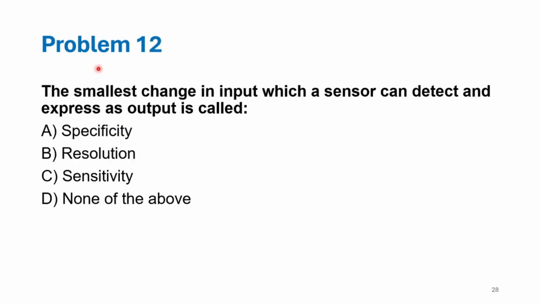Next, we'll move on to problem 12. The smallest change in input which a sensor can detect and express as output is called: A. Specificity, B. Resolution, C. Sensitivity, D. None of the above. So what's the answer?